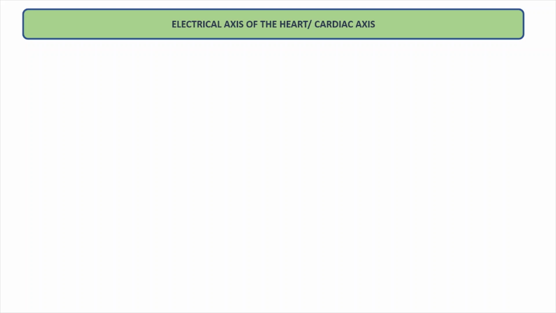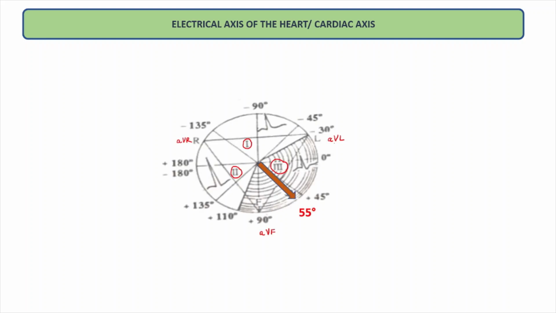Electrical axis of heart or cardiac axis is the mean of all four vectors of ventricular depolarization, that is, the mean of the QRS waves of ECG. The electrical axis of heart depends on the direction of the depolarization and the position of the heart.